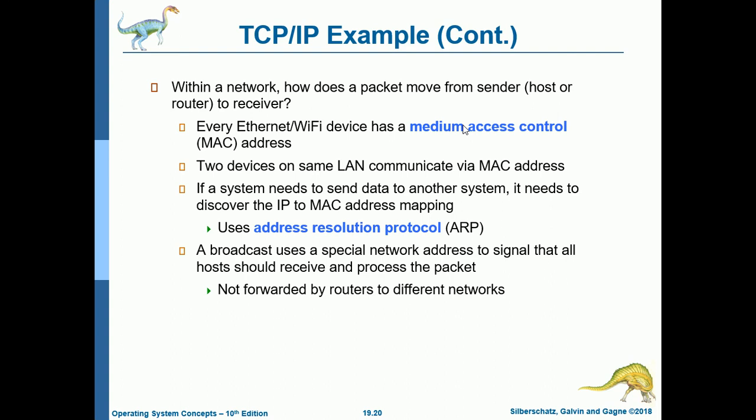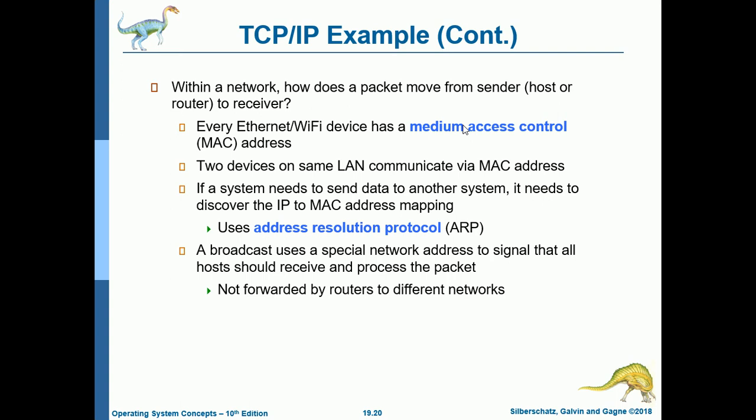By the name itself, Address Resolution Protocol maps the IP address to the MAC address. A broadcast uses a special network address to signal that all hosts should receive and process the packet, so it is not forwarded by routers to different networks. So that's the problem with that.